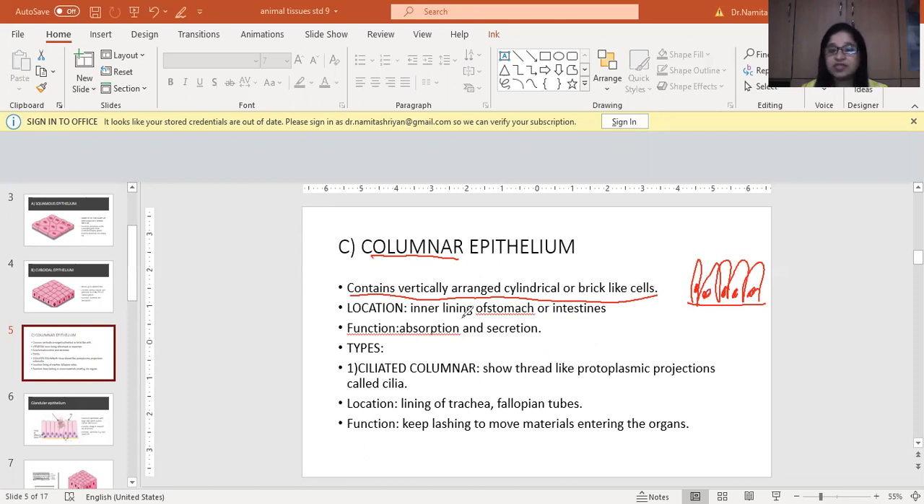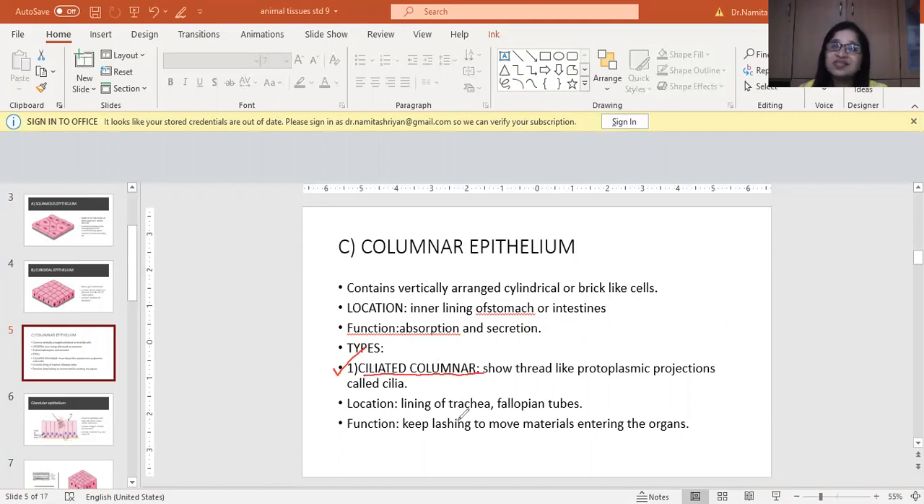So they are column-like or pillar-like. Where are they present? They are present in the inner lining of the stomach or inner lining of intestines. Main function, absorption and secretion again. So here too, you are having special types of the functions of the columnar epithelium, column-like, pillar-like. We will be seeing the diagram too. Now in this type, we have different types of columnar epithelium. The first type which we are going to talk about is the ciliated columnar epithelium.